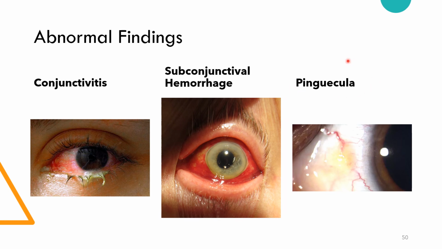On the right-hand side, we have a pinguecula, which is a growth underneath the conjunctiva above the sclera that can become inflamed and hardened and really irritate patients.